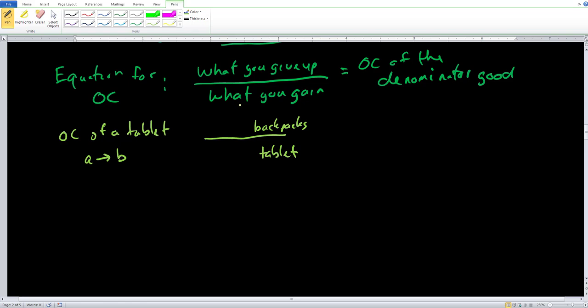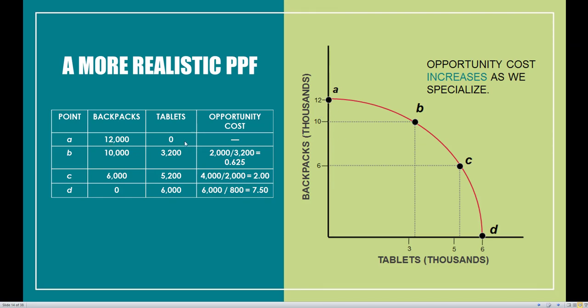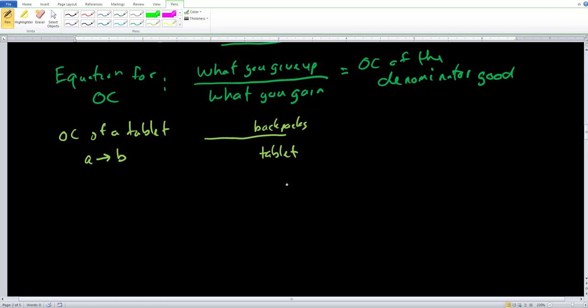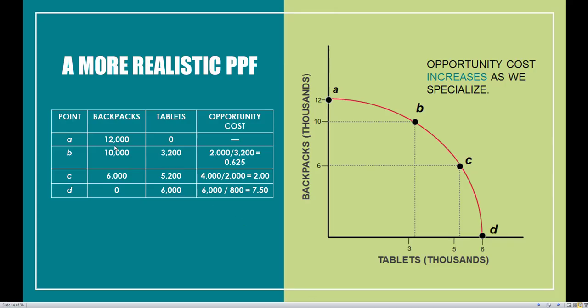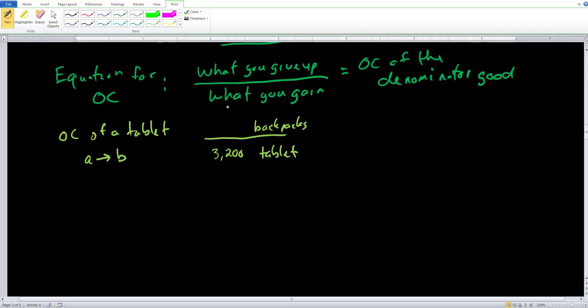So how many tablets did we gain as we went from point A to point B? As you went from point A to point B, you gained 3,200 tablets. You went from 0 tablets to 3,200 tablets. So you can go ahead and insert that number in, 3,200. On the other hand, how many backpacks did we give up on the production of as we went from point A to point B? We had 12,000 backpacks. Now we only have 10,000 backpacks. So the difference between these two numbers, we give up on the production of 2,000 backpacks. 2,000 backpacks. And then there you go. This is exactly how you calculate out the opportunity cost.